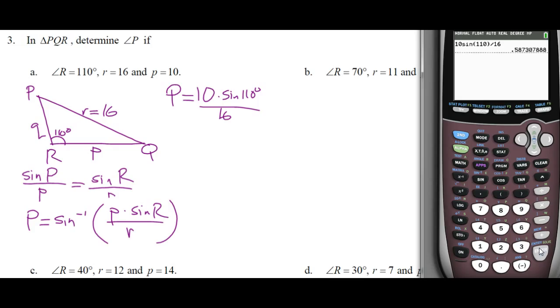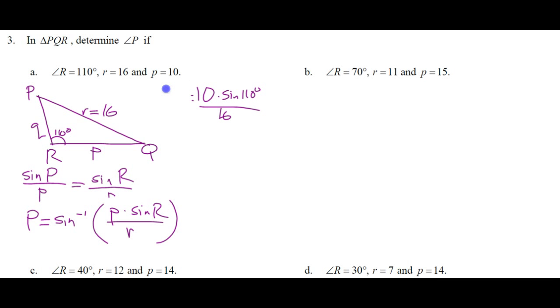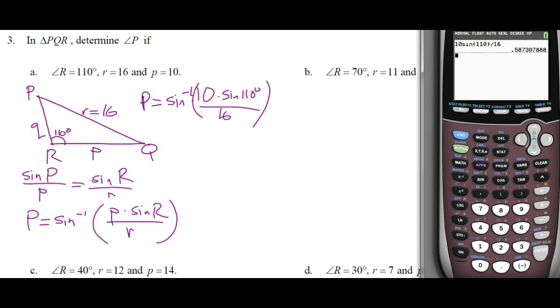And my answer is 0.58 degrees. Oh, wait, no, I needed to do a sine inverse on that, right? So P isn't that, right? P is equal to the inverse sine of that. Having forgot to do that here, I'm going to go second. No, I don't want that. I'm going to go second sine, second answer, enter. 35.96. They didn't say we'll round to the nearest, so 36.0 degrees.